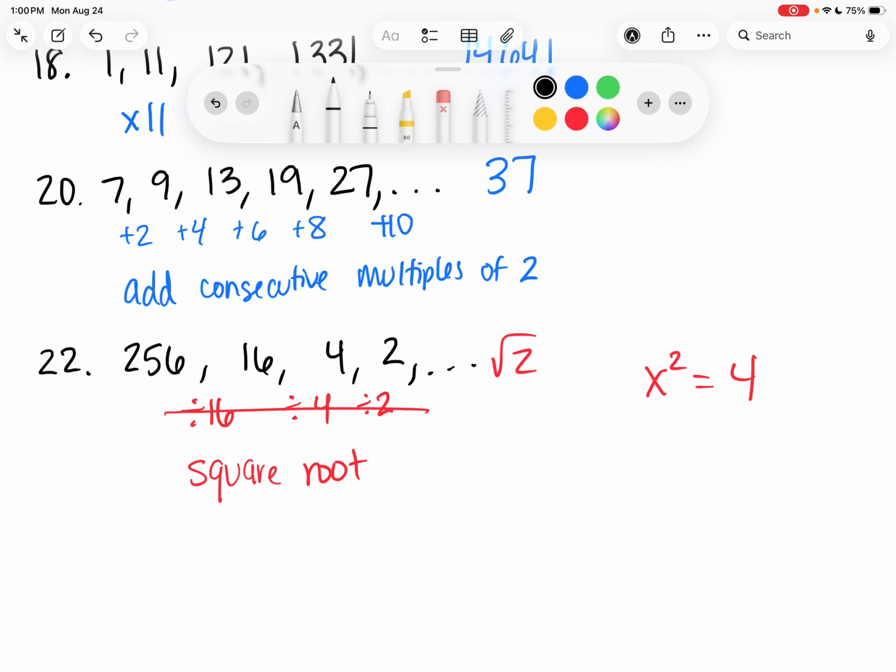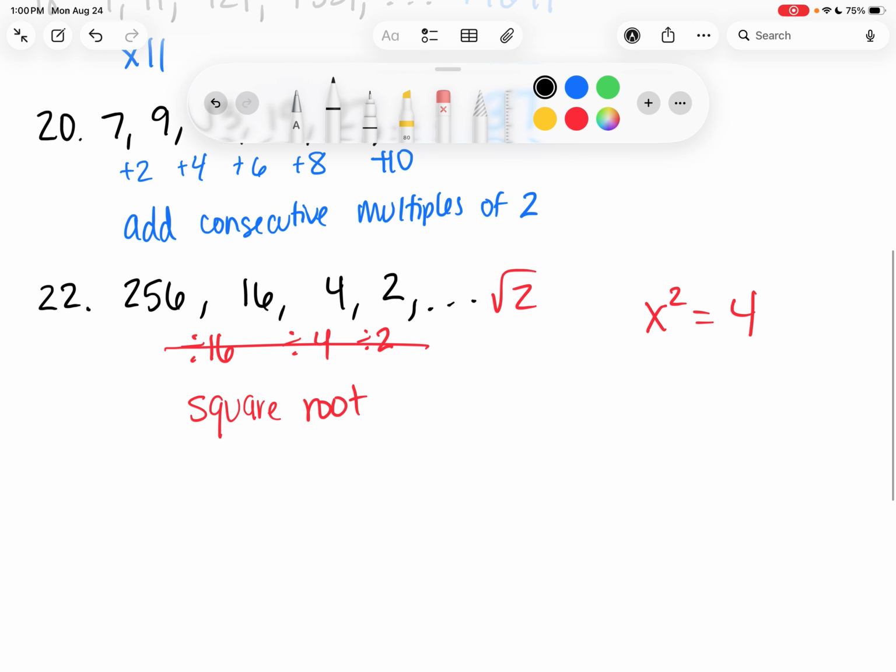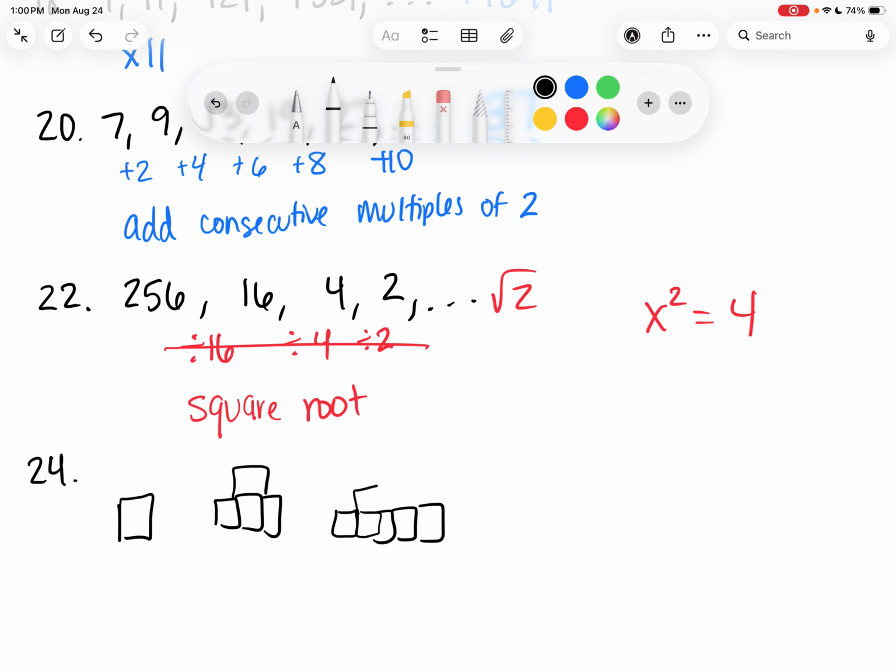This one is a picture. So the first one, it says, the first 3 objects in a pattern are shown. How many blocks are in the next object? So I'm just going to do them as squares and not little blocks, but just know that they're supposed to be little blocks. So if those are my first three pictures, what should the next one look like?